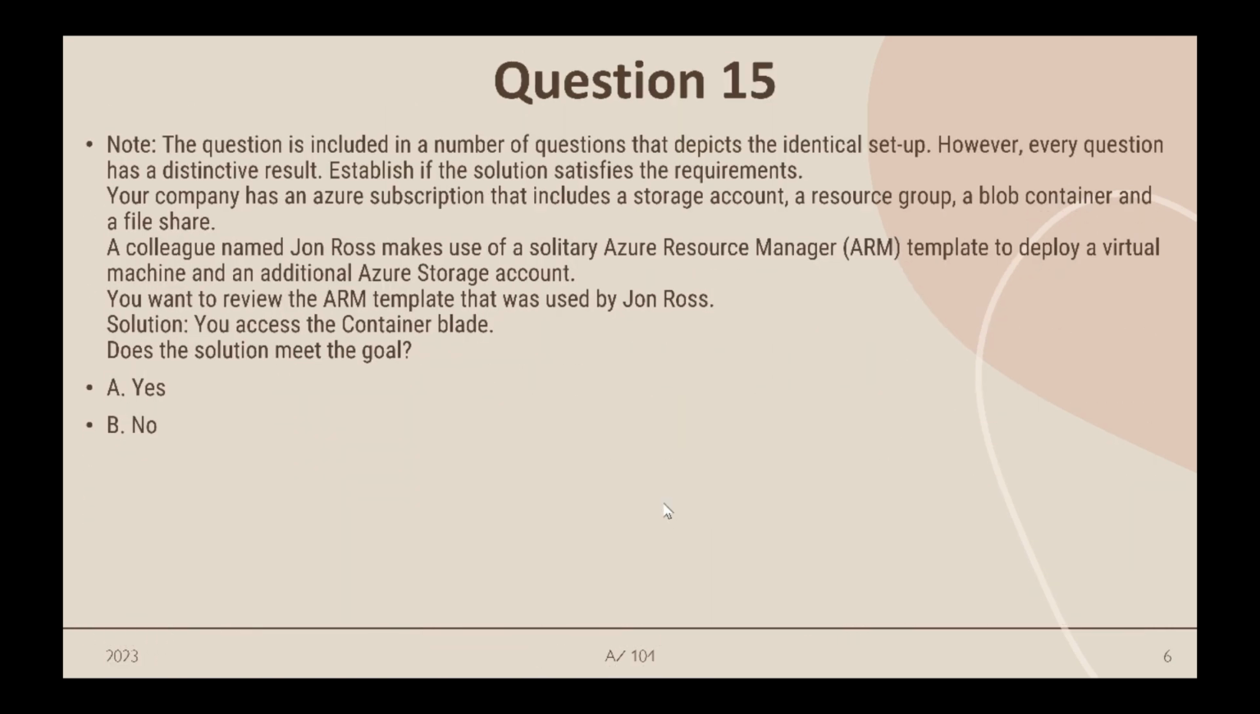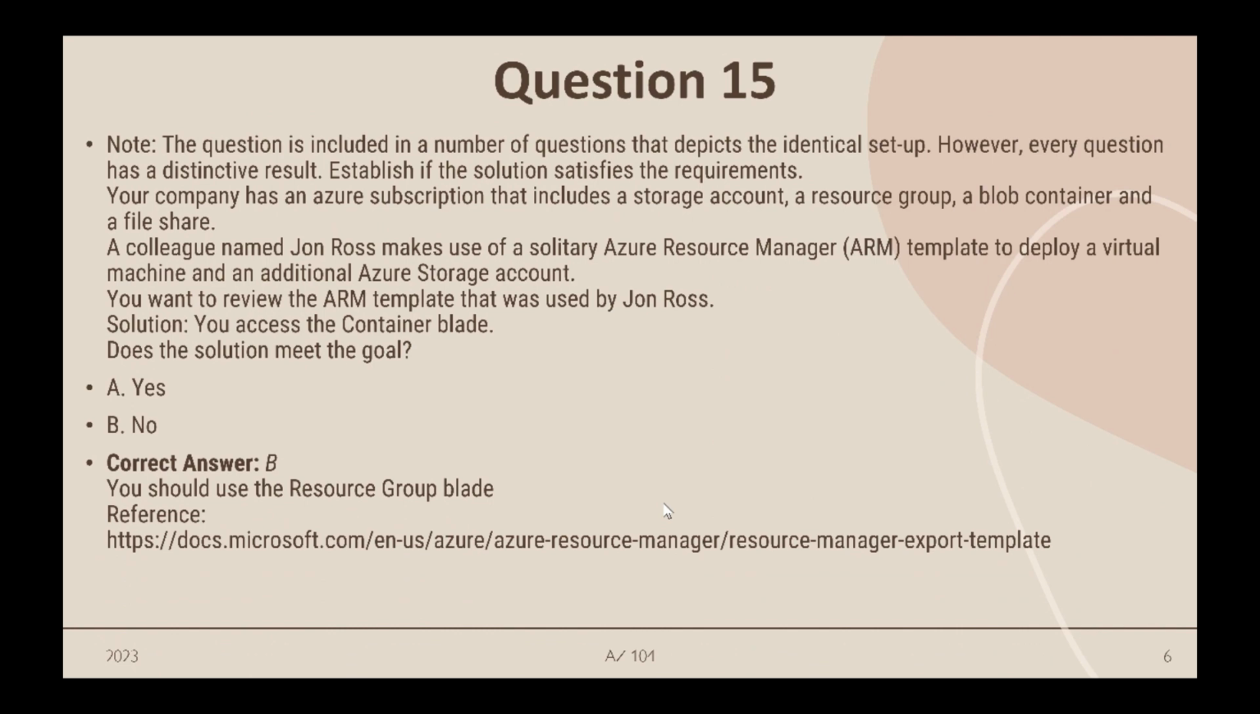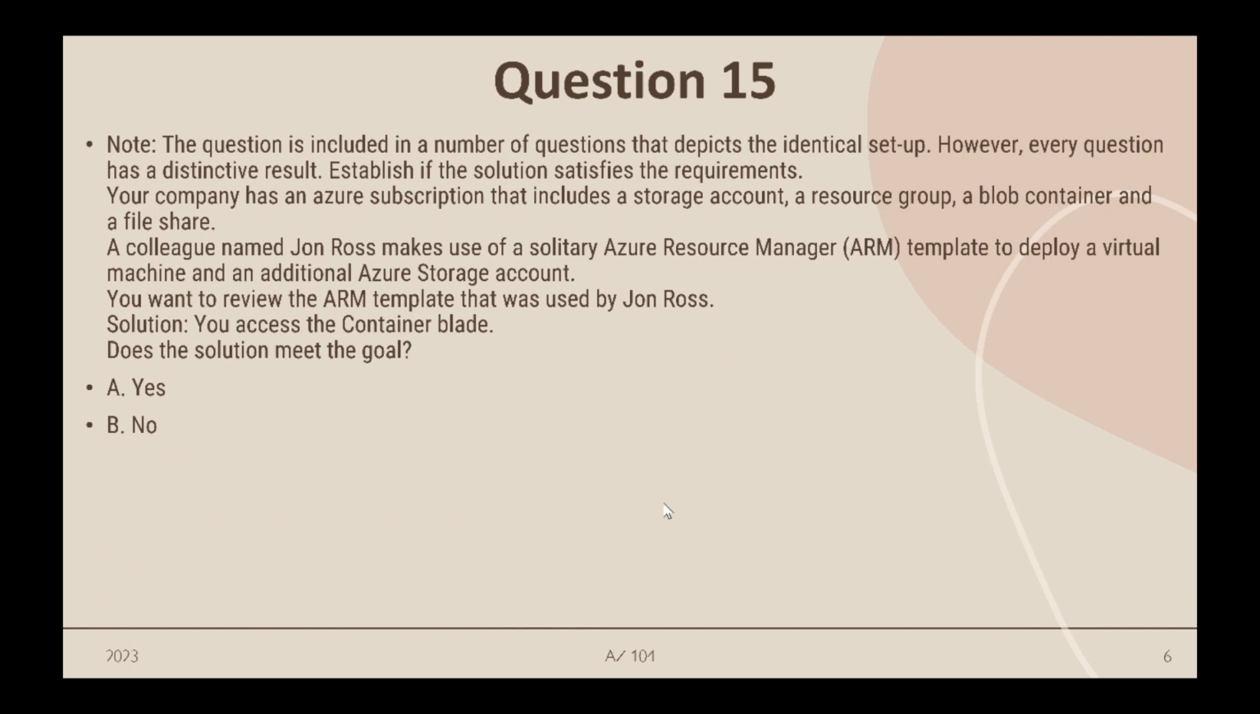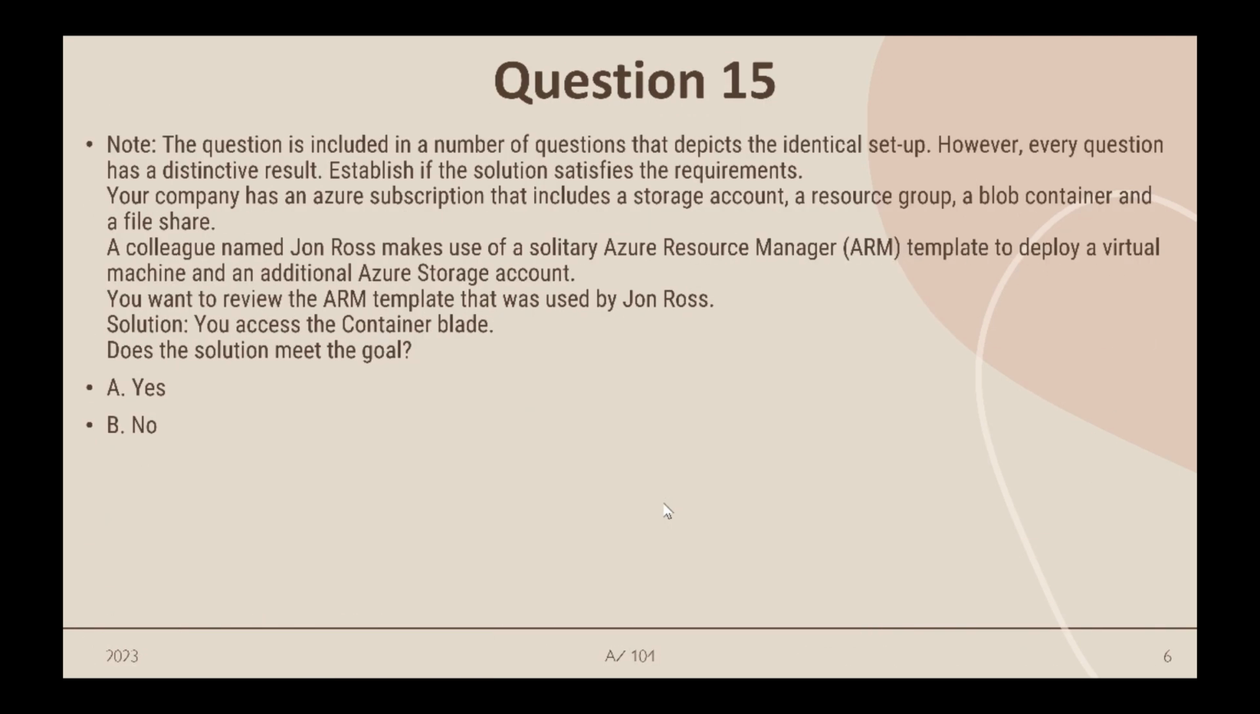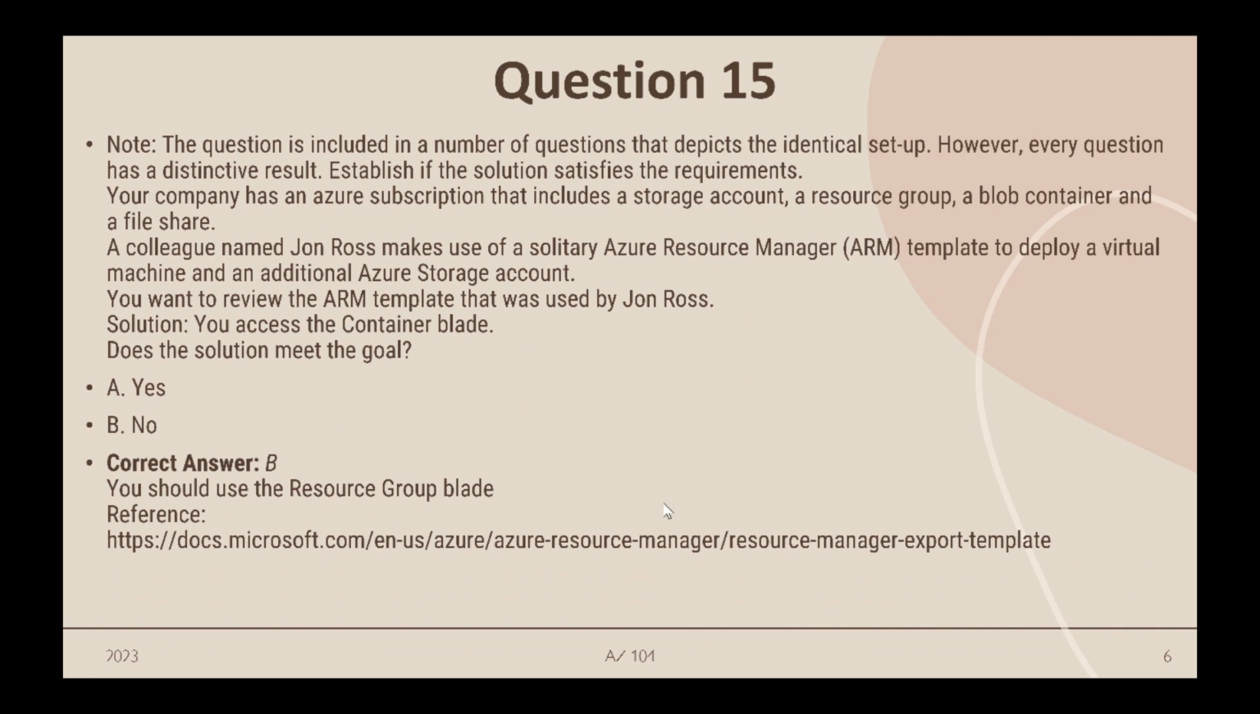Now, question number 15. It is the same question, but the solution given here is you access the container blade, and it is asking whether it satisfies or not. So the answer is no, because as we saw in the previous question, the solution was the resource group blade. So the resource group blade satisfies the condition mentioned in this question, and it allows you to review the ARM template that was used by John Ross. Now let's look into the next question, question number 16.